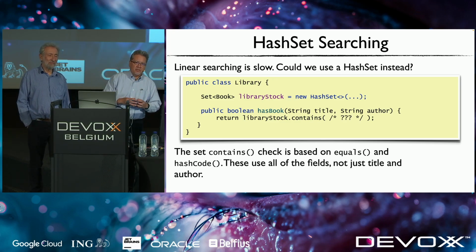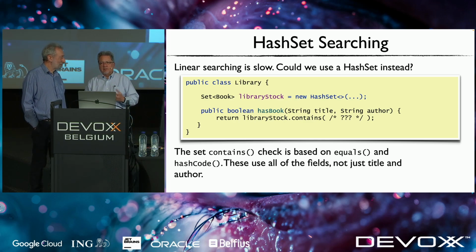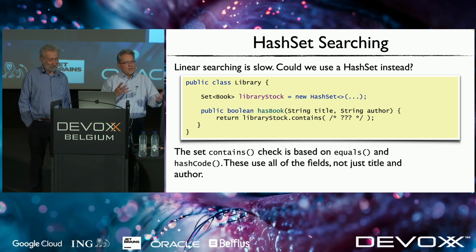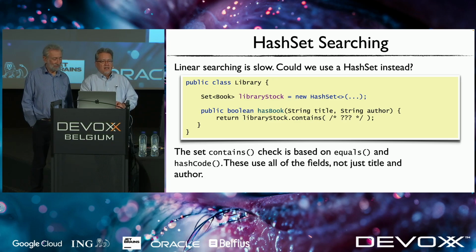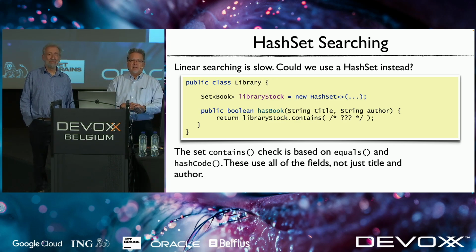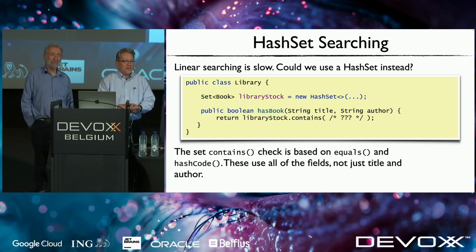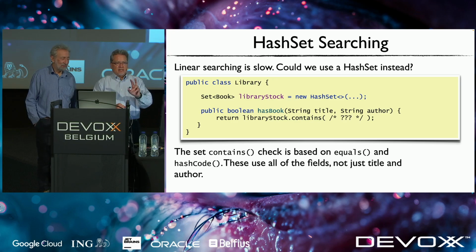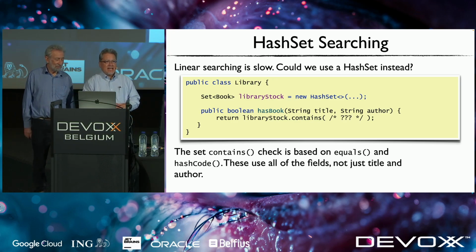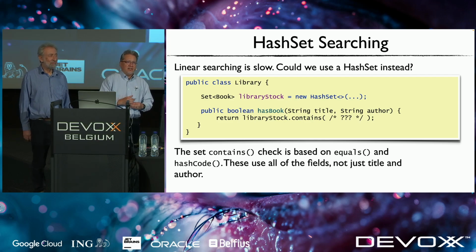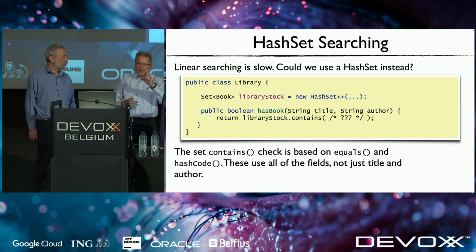And linear searching is slow. The more books you have, the slower it's going to get. So we have all these nice other data structures, like HashSet, for instance. The nice thing about a HashSet is, if you want to see if you have a book, that translates into the collections API as the contains method. And the nice thing about the contains method on a HashSet is that it's order constant.